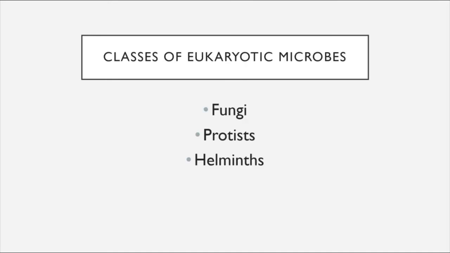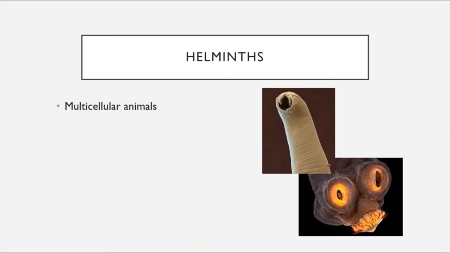So this leaves us with just one group of eukaryotic microorganism left, and that is the helminths. You may remember that helminths are actually multicellular animals. However, because their eggs and larvae are microscopic, we do consider them as a part of microbiology class, even though their adult forms may not be microscopic.